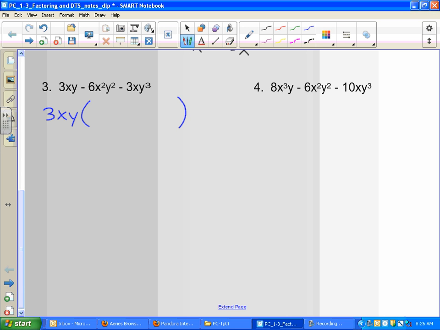What am I left with? Well, when you divide 3xy by itself, you end up with a 1. And if I divide 6x squared y squared by 3xy, I end up with a negative 2xy. And if I divide 3xy cubed by 3xy, I'm going to end up with a negative y squared. Once again, we're done there.